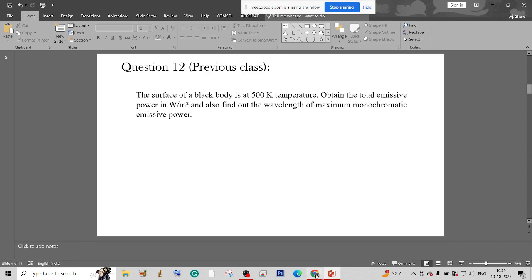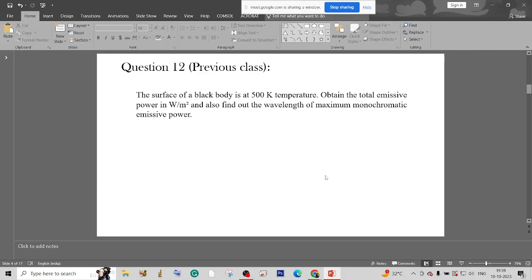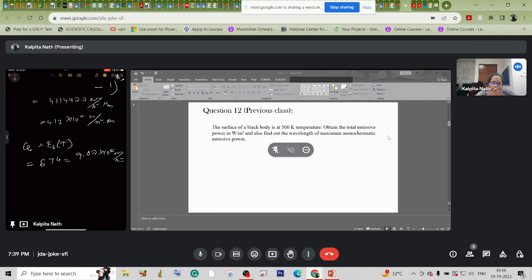For the next question, the surface of a black body is at 500 Kelvin temperature. So obtain the total emissive power, and also find out the wavelength of maximum monochromatic emissive power. The surface temperature is given, so we can simply use the black body radiation emissive power, and we can use Wien's displacement law for calculating the maximum wavelength. So this is rather easy, as you have already done in the previous question. I'll give you 2 minutes for solving this.